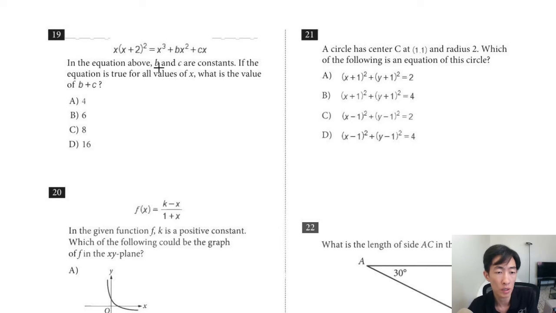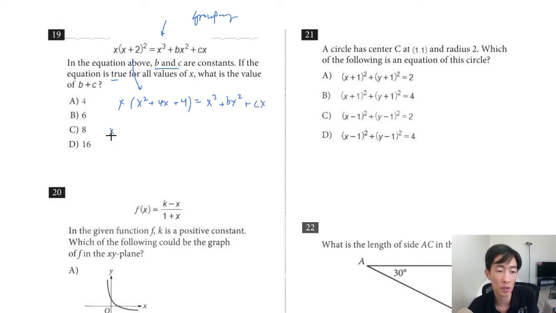Question 19: B and C are constants. If the equation is true for all values of x, what is the value of B plus C? What I notice is that we've got an x cubed and an x squared and an x. Here we've got a quadratic also multiplied by x. So we're going to have corresponding parts, x cubed, x squared. This is what I call grouping, and I'll show you that in a minute. I'm going to solve x plus 2 squared first. That's going to be x squared plus 4x plus 4. You guys should be able to do that in your head. And that's going to be multiplied by x. And I'm just rewriting the second part, x cubed plus bx squared plus cx.